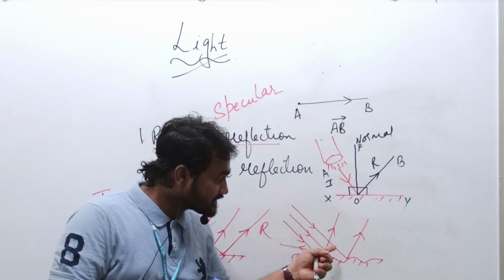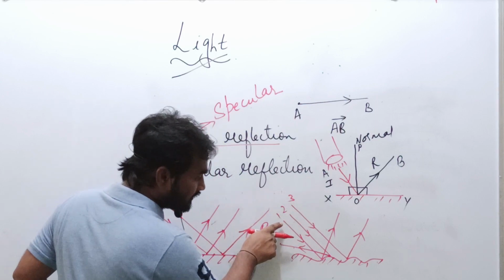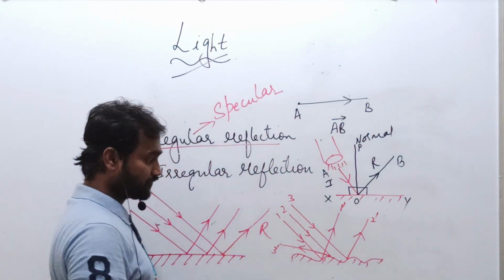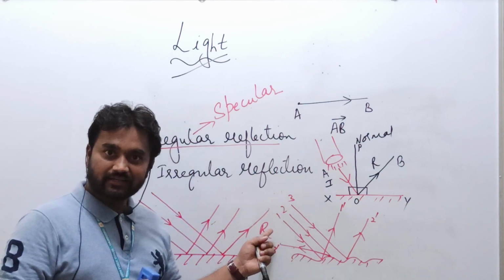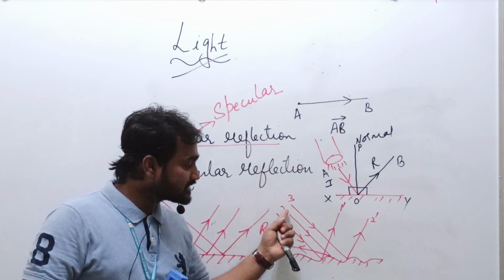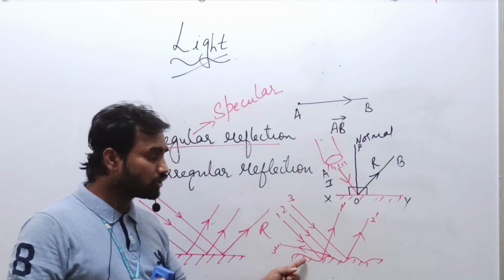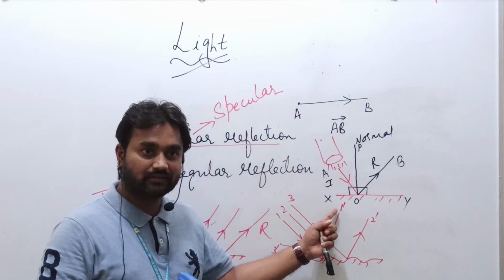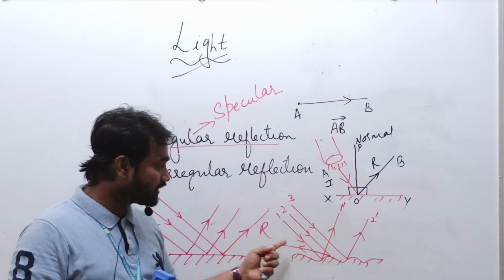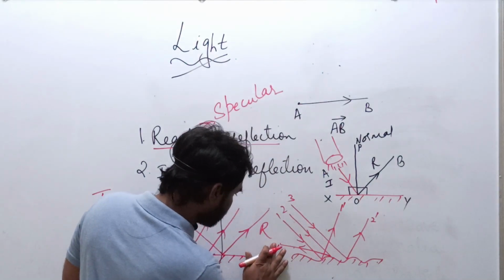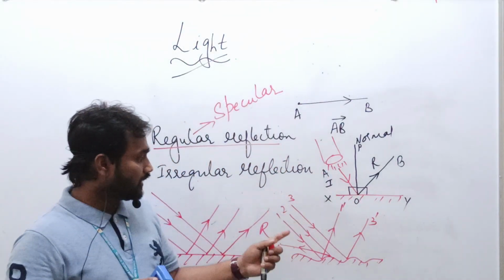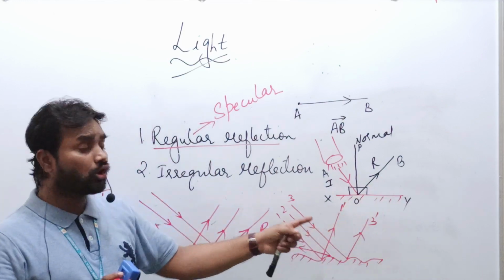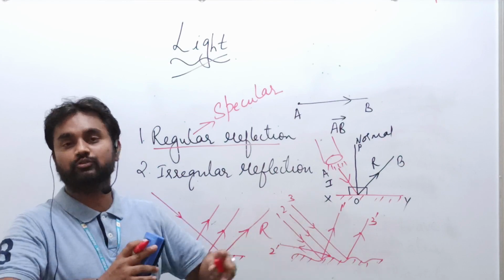Suppose I name the incident rays 1, 2 and 3, and their reflections 1 dash, 2 dash and 3 dash. These three are incident rays of light, a parallel beam of light made to fall onto this rough surface. But you see that the first ray's reflection, 1 dash, is in this direction. The second ray is reflecting in this direction, and the third light ray is reflecting in the other direction.